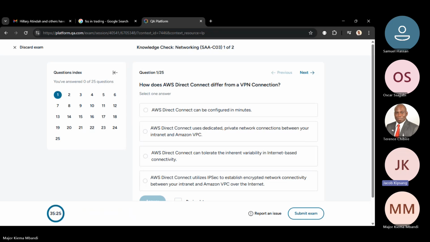The first question states: how does AWS Direct Connect differ from a VPN connection? Option 1, AWS Direct Connect can be configured in minutes. Option 2, AWS Direct Connect uses a dedicated private network connection between your intranet and Amazon VPC. Option 3, AWS Direct Connect can tolerate inherent variability in internet-based connectivity. Option 4, AWS Direct Connect utilizes IPsec to establish encrypted network connectivity between your intranet and Amazon VPC over the internet.